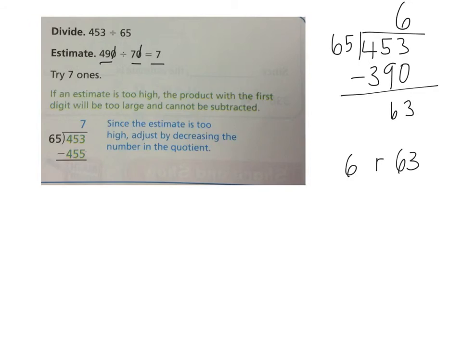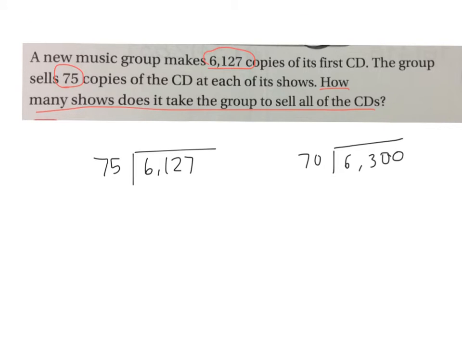Okay? So to solve the actual problem, the equation we would normally use is 6,127 divided by 75. And now we know that 70 is an easier number to work with than 75. And Adam says he knows his math facts. He knows that 7 times 9 is 63. So let's use something that's really close to 6,127, which is 6,300. Okay, so let's estimate. What's 6,300 divided by 70?